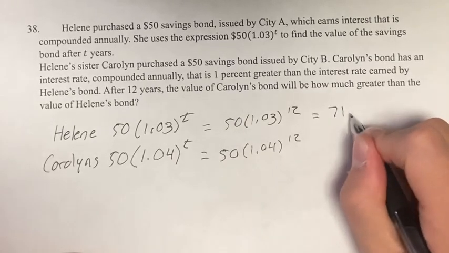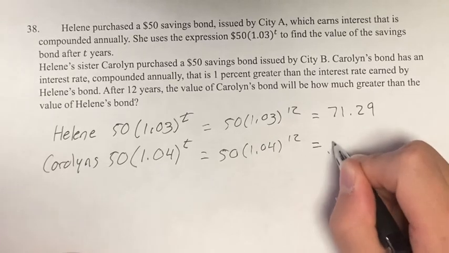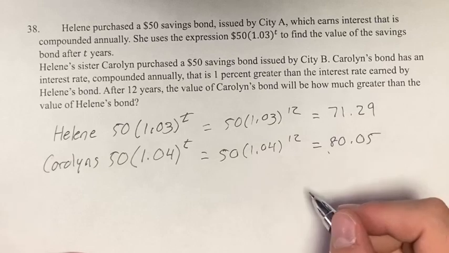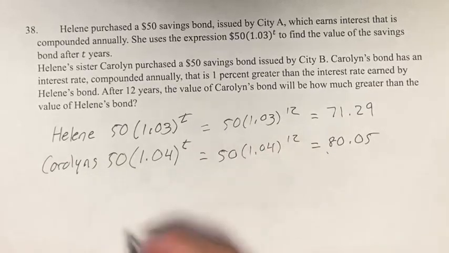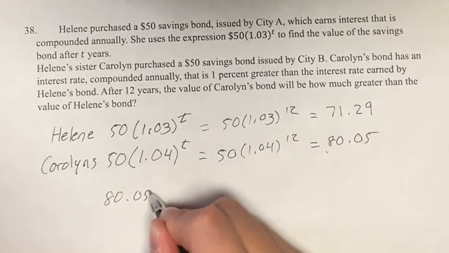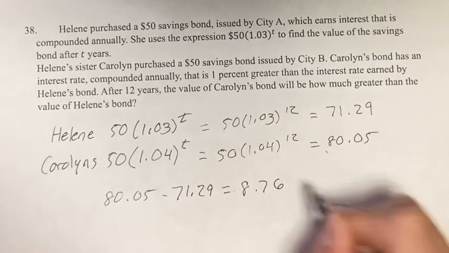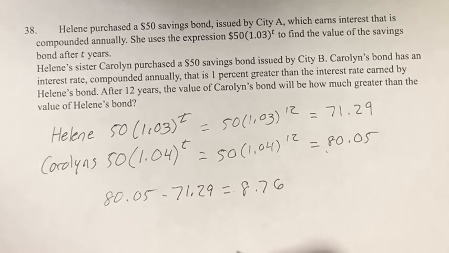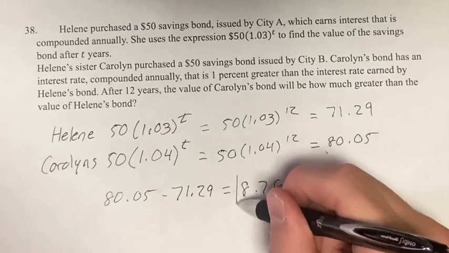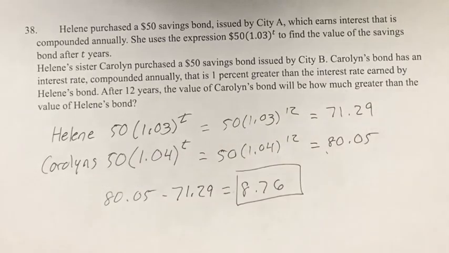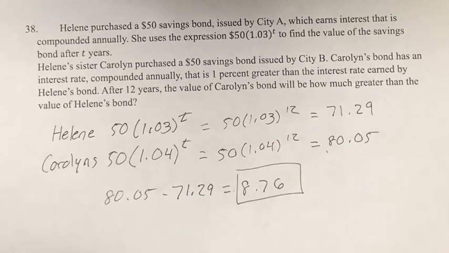This is going to be $71.29. This is going to be $80.05, right? Just plugging this into your calculator. And how much greater will Carolyn's be? Well, it's the difference between them, 80.05 minus 71.29, which is $8.76. So after 12 years, with 1% greater interest, Carolyn's bond will be $8.76 more than Helene's bond. 8.76 will therefore be your final answer.